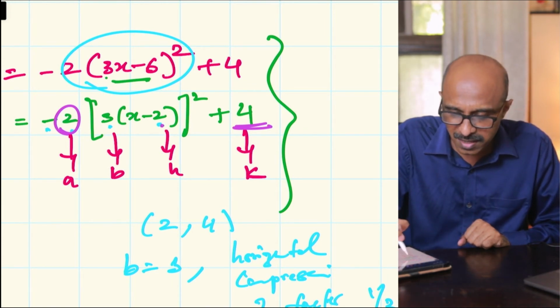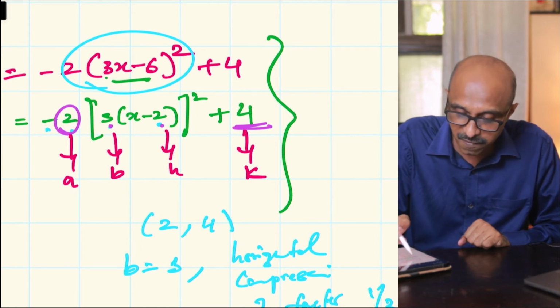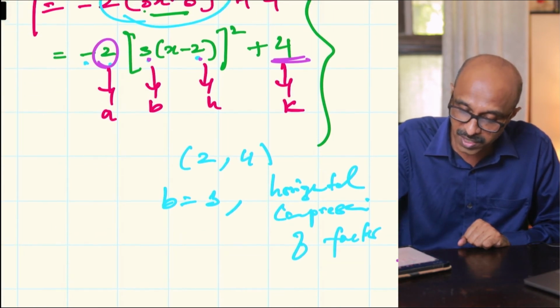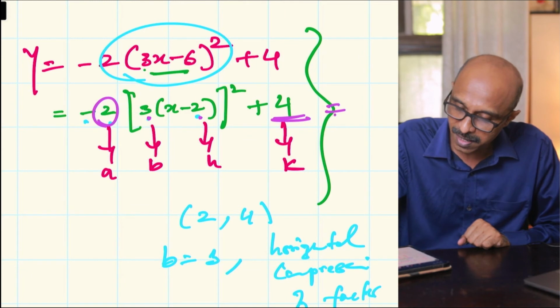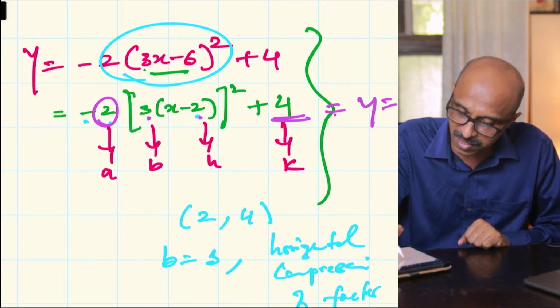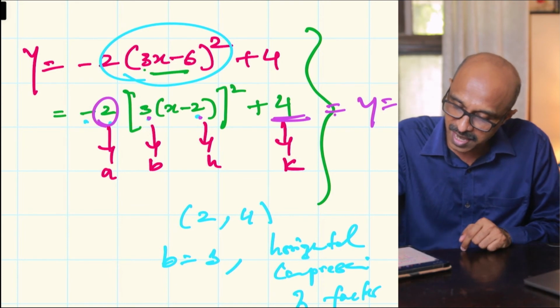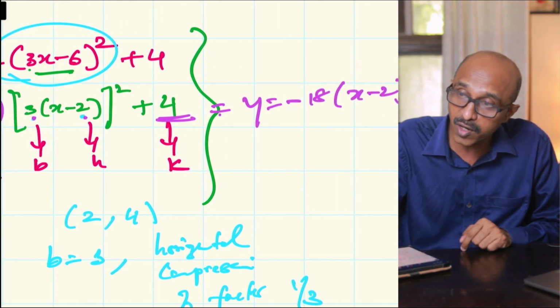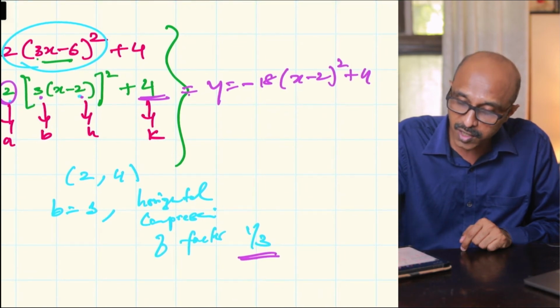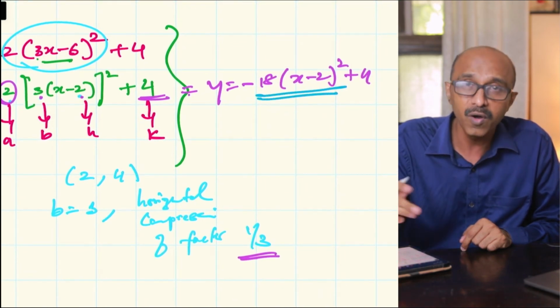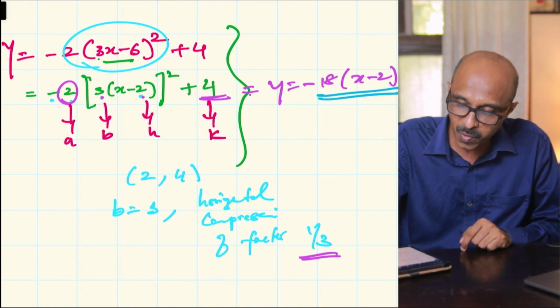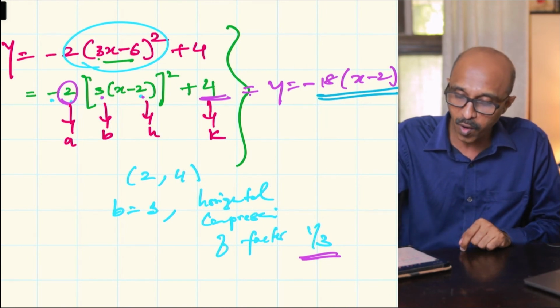Now, because this 3 can be factored further out, this equation can still be written as y is equal to negative, that 3 squared can be written as 9, 9 times 2 is 18, x minus 2 the whole square plus 4. You could still write it like that, but this is not going to work for all functions. For a quadratic, it might work, but it's not going to work for all kinds of functions.